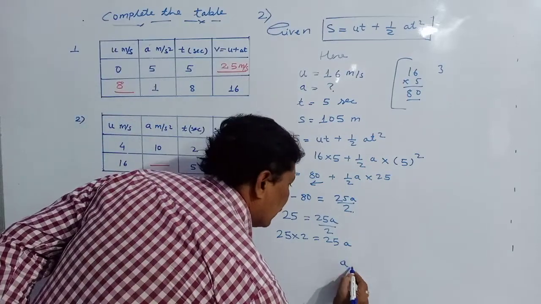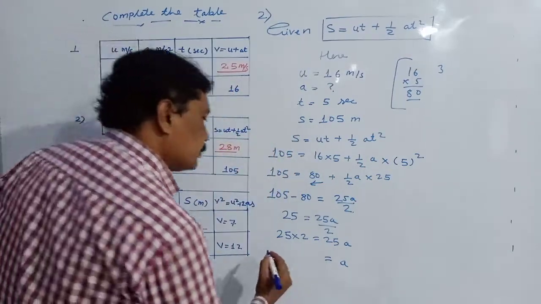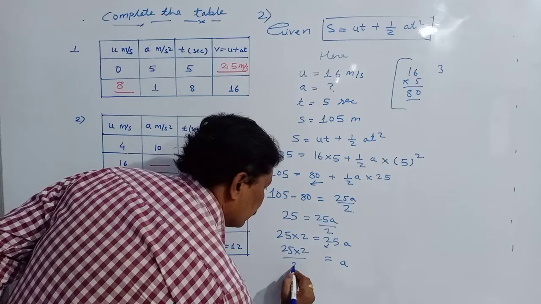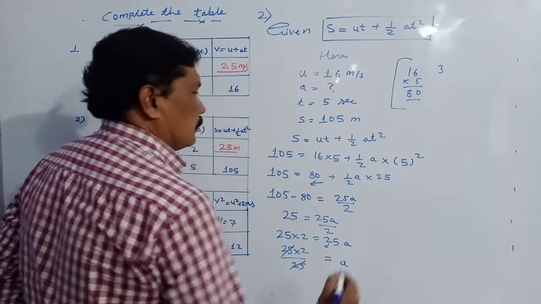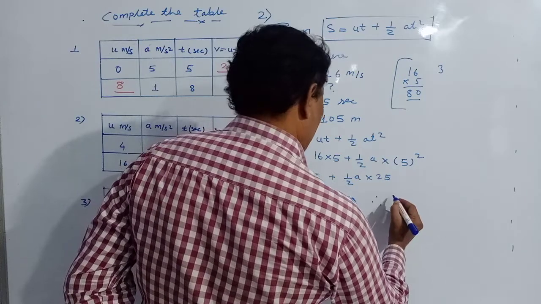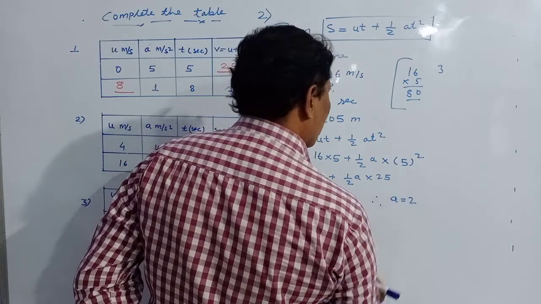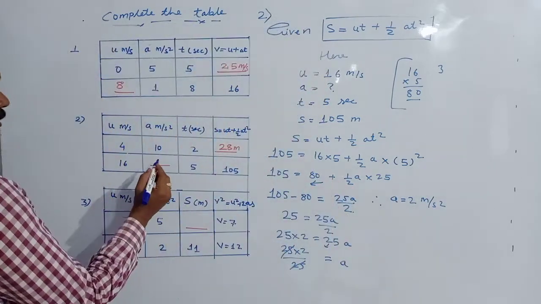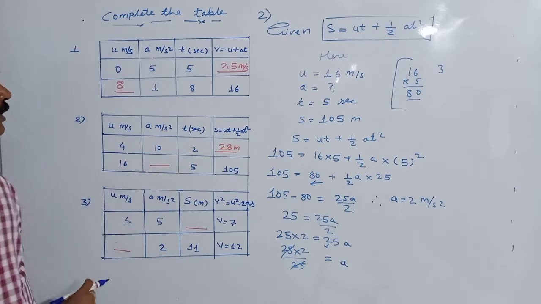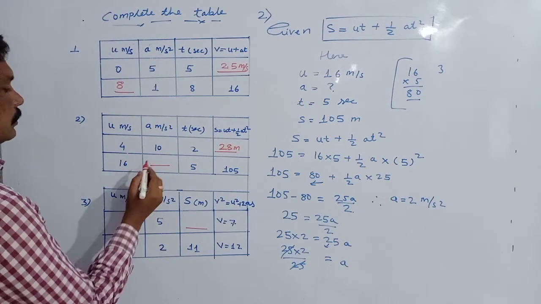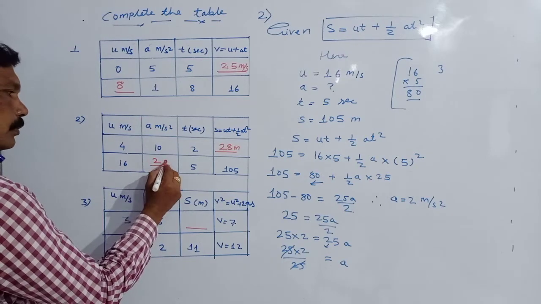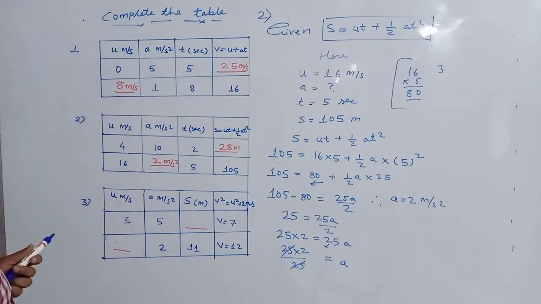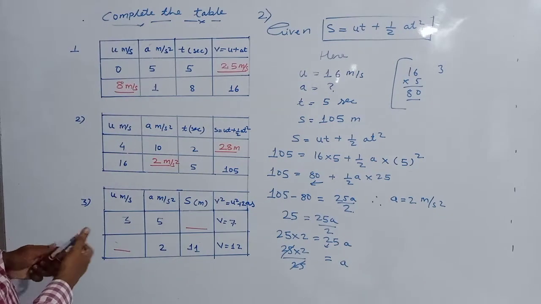Now we'll keep a as it is equal to 25 into 2, and the 25 will be cut. Therefore, A is equal to 2 meter per second square. So we'll write here A is equal to 2 meter per second square. We'll see the third example.